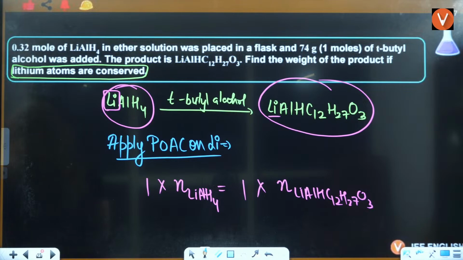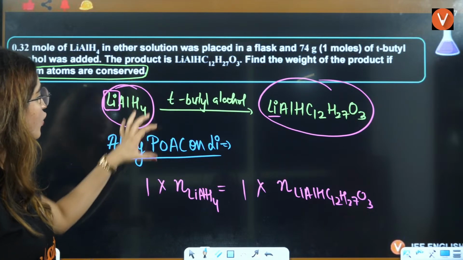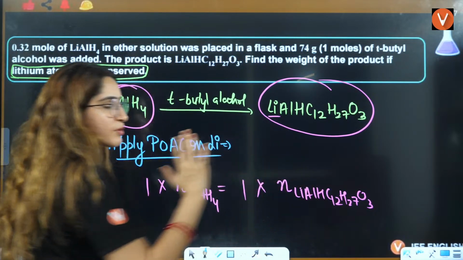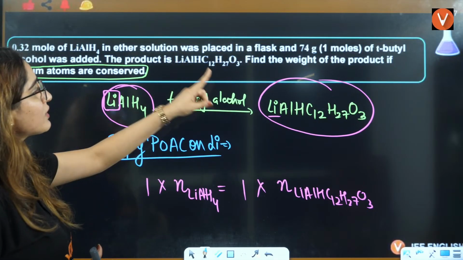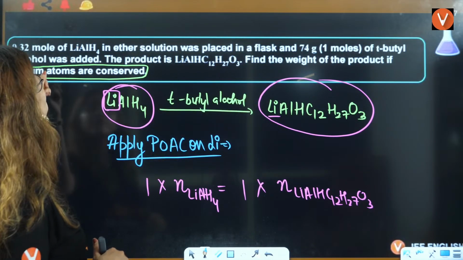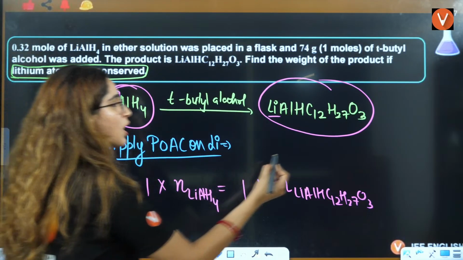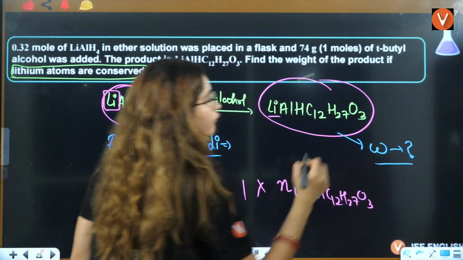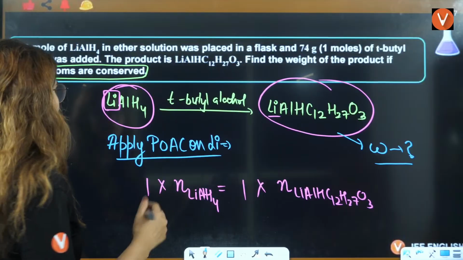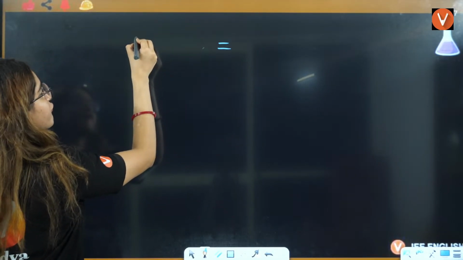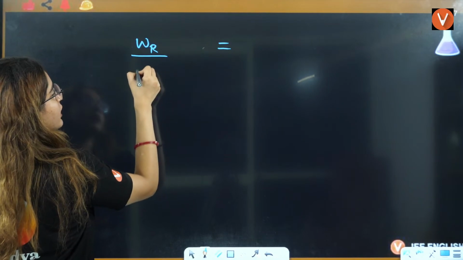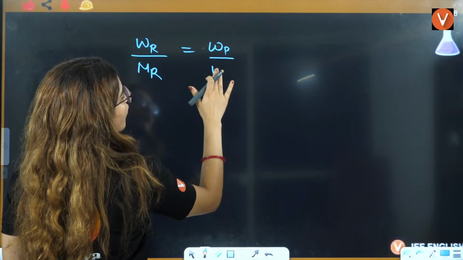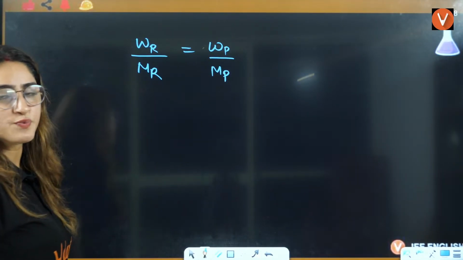Yes, everybody. Now we are going to apply the POAC here, right? This number of moles is equal to this number of moles here. Now, what they're saying is, what is the weight of the product if lithium atoms are conserved? Weight of the product means you have to find the weight of this product here. So what you do, simple thing, is write the weight of reactant divided by molar mass of reactant is equal to weight of product divided by molar mass of product, right? In this way you can solve this.